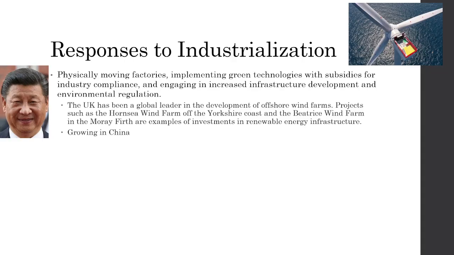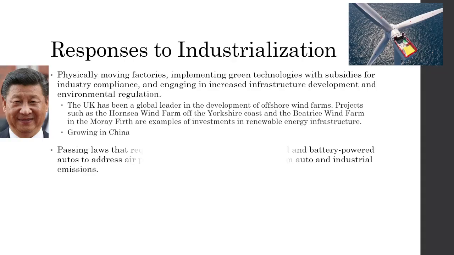Physically moving factories and implementing such technologies, that's growing in China. Passing laws that require nationwide conservation to hybrid and battery-powered automobiles can address air pollution problems in the major cities where they're really prominent because all the cars are concentrated, and that leads to traffic as well as the concentration of these air pollutants that cars emit. There's also the factories. The industry emit pollutants as well into the air from their production.